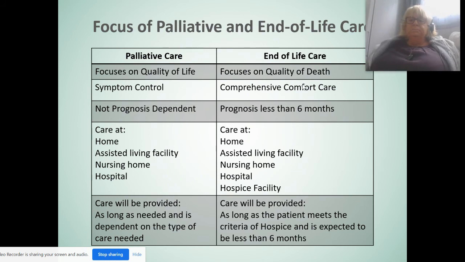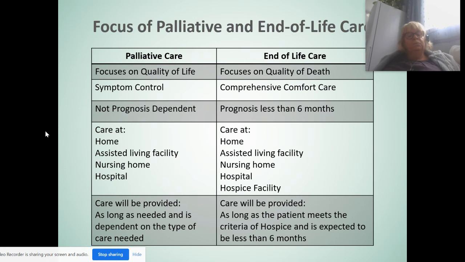So then where can they be cared for? Well, with palliative care, they can be cared for at home, in assisted living facilities, nursing homes, or hospitals. You usually find that most palliative care patients want to stay at home for as long as they possibly can, and then they can go into assisted living facilities or into a nursing home. So, end of life care can be at home, assisted living, nursing home, hospital, or in a hospice facility.